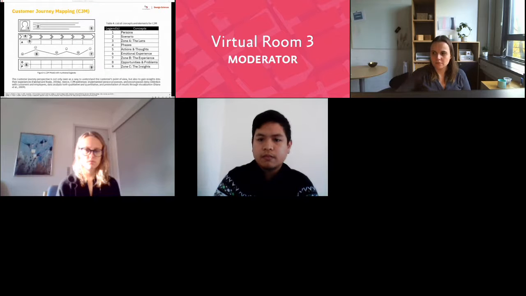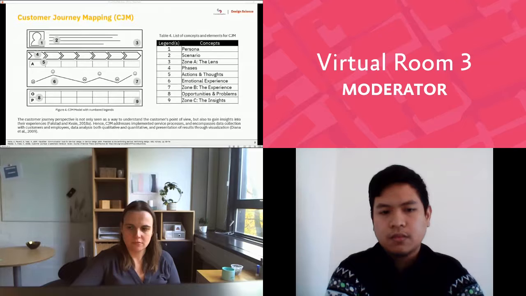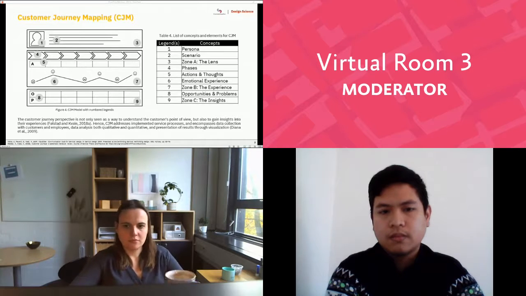Lastly, customer journey mapping, or CJM. The customer journey is not only seen as a way to understand the customer's point of view, it also lets us gain insights into the users' experience themselves. CJM encompasses data collection, qualitative and quantitative data analysis, and the representation of results through visualization.